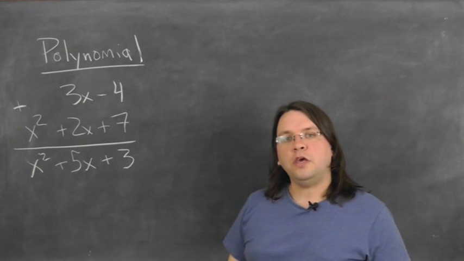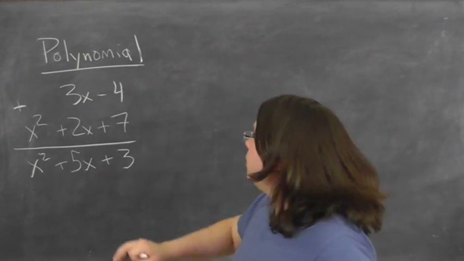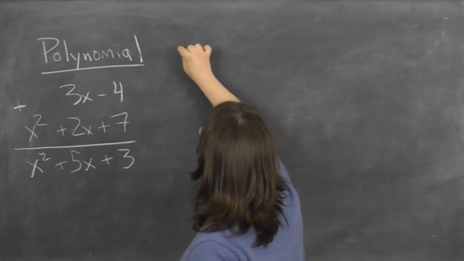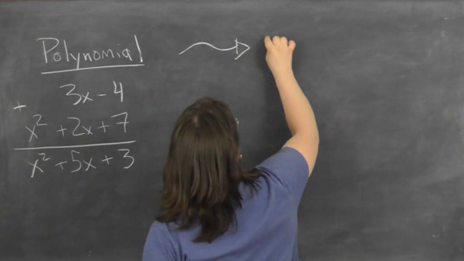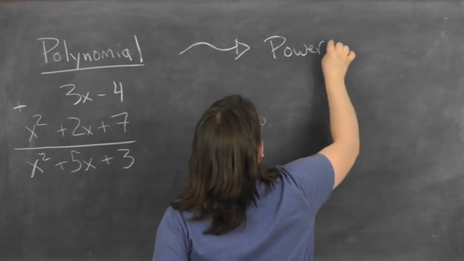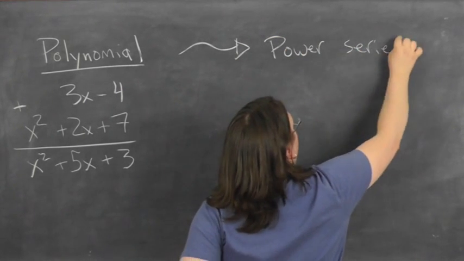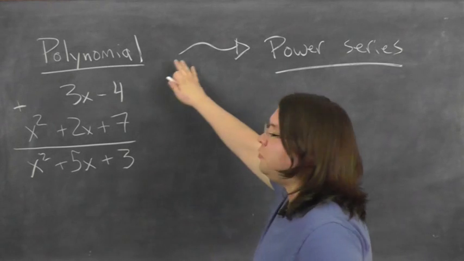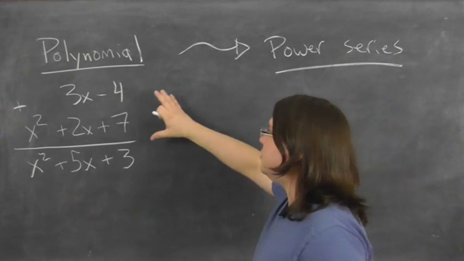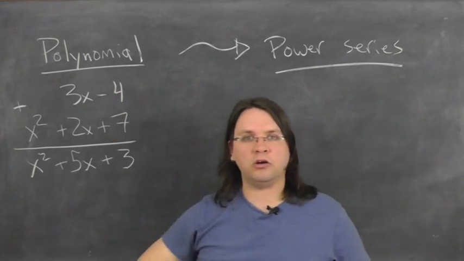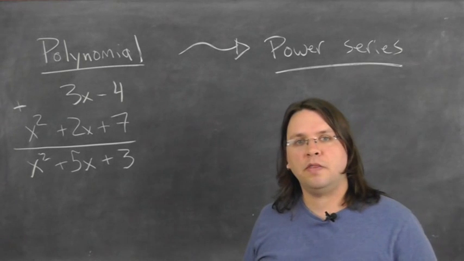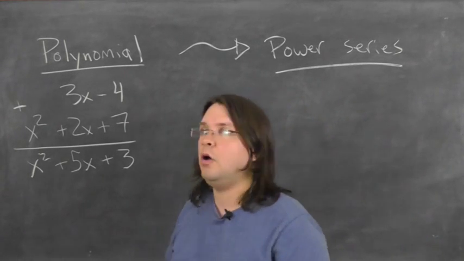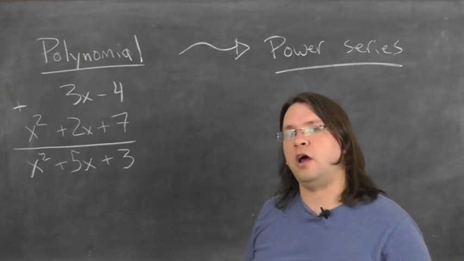Now, the kind of function we're going to be dealing with is not quite a polynomial, but it's something called a power series. The key difference between these two is that, as you can see, a polynomial has a biggest power of x. That's called its degree. That's where the polynomial stops. Well, a power series doesn't ever have to stop.